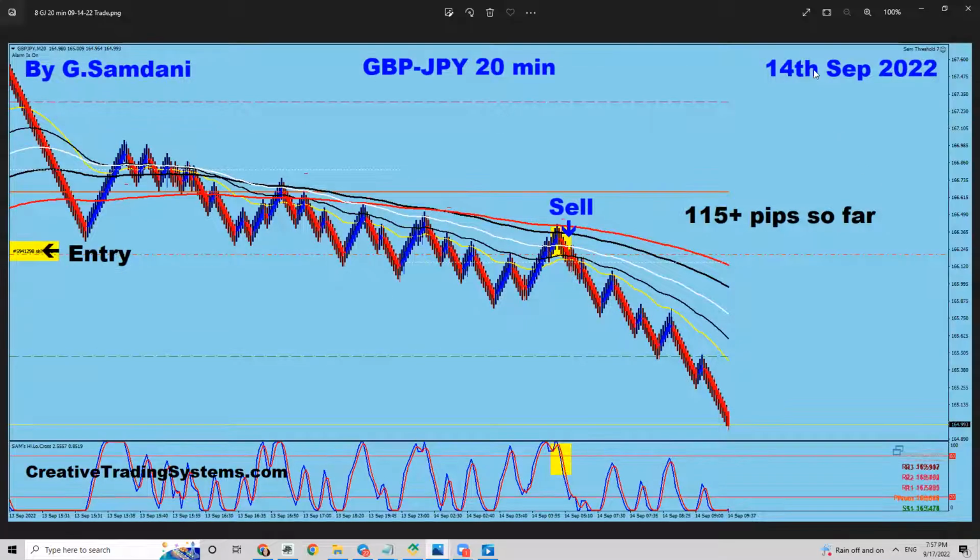Now, on the 14th, Pound Yen, this is a beautiful short setup here for 115 pip. Like I said, it is based on where you make the entry in the day, because the daily range is 170. So if the pair has traveled, let's say, 30, 40 pip or 50 pip at the time of the entry, then you have 115, 120 pip left in the daily range. And that's why I do the calculation and then hold these trades for the daily range.